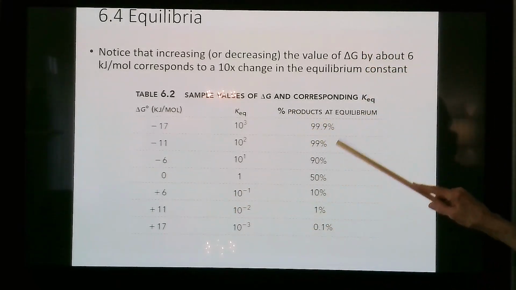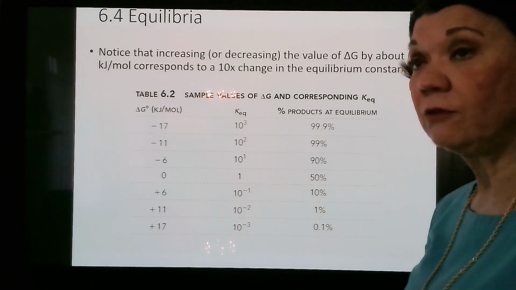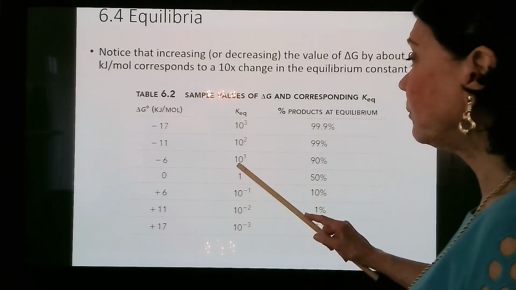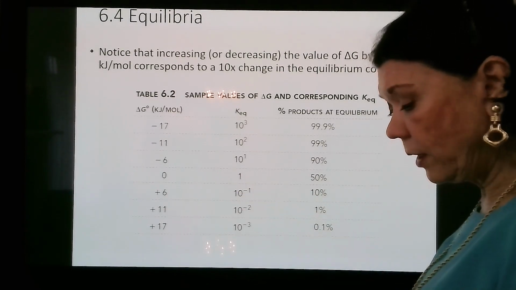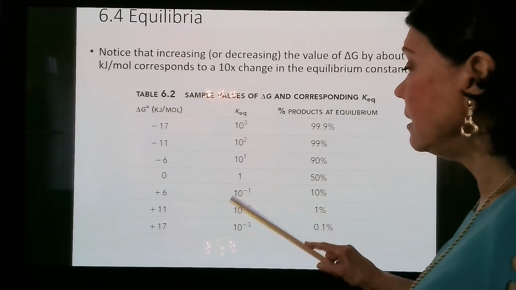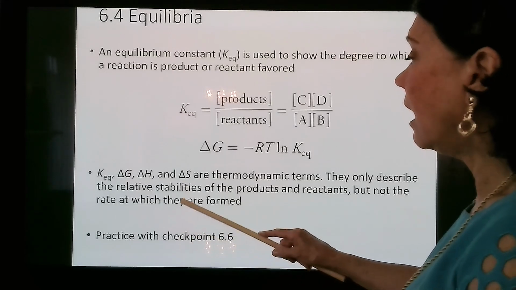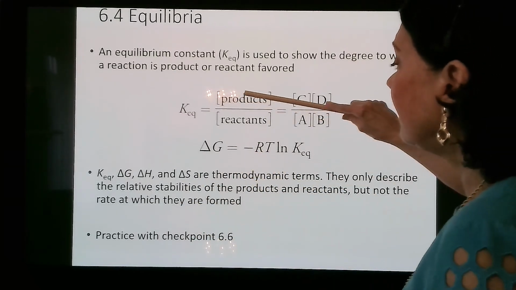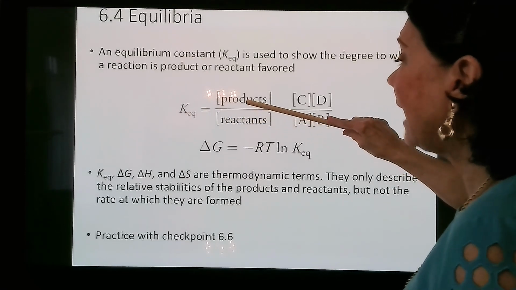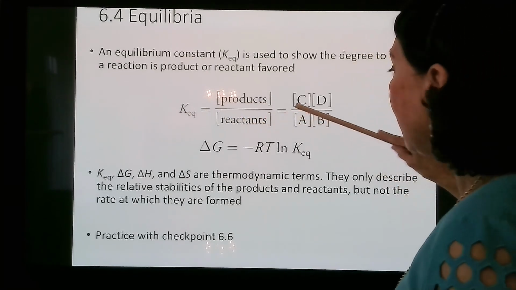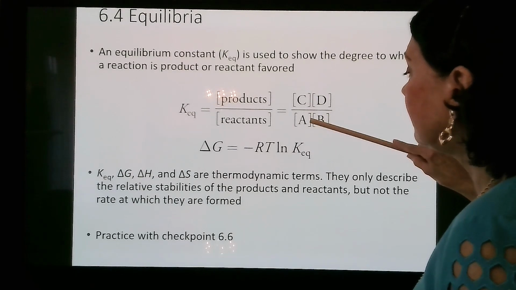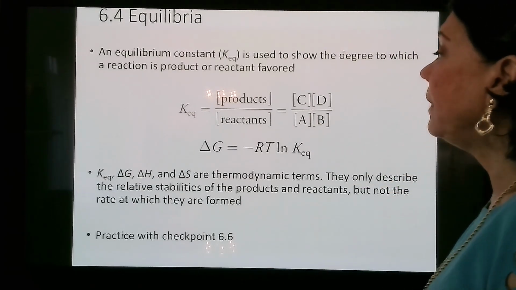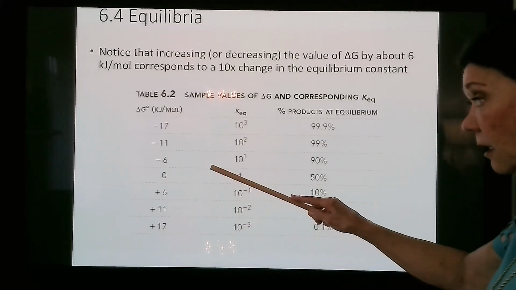So the percent of products will be 50% because the percentage of reactants would be 50%. So if they are exactly equal, the equilibrium constant is going to be 1, and the delta G will be 0. So what this is telling you is that this over this exactly equals 1. That means that this product is exactly equal to that product. Okay, that's what was being discussed over here.